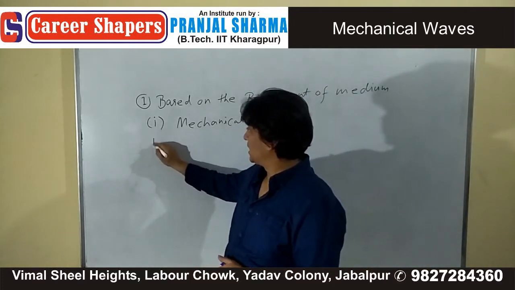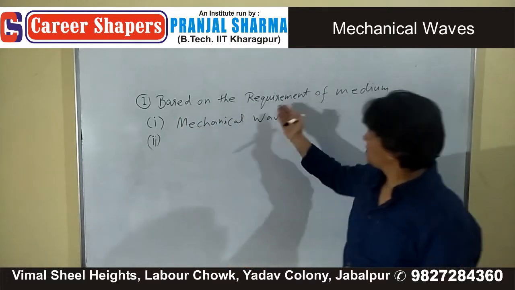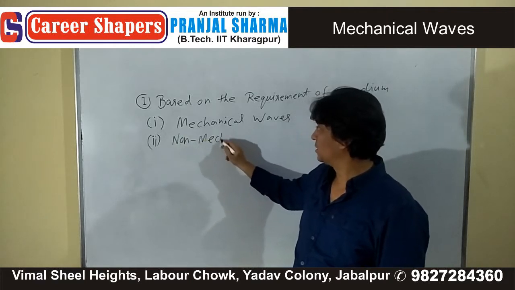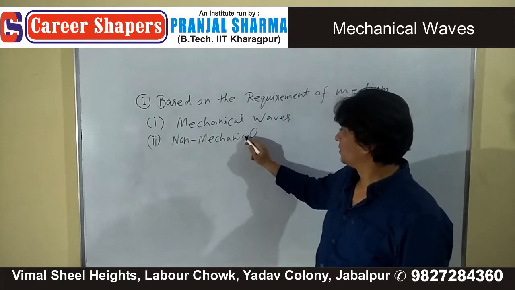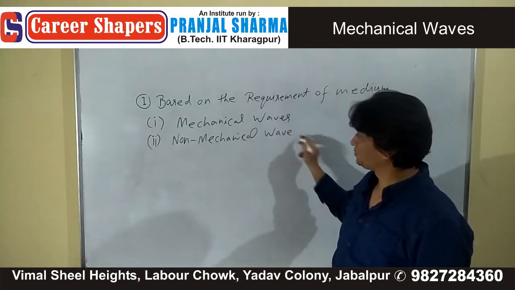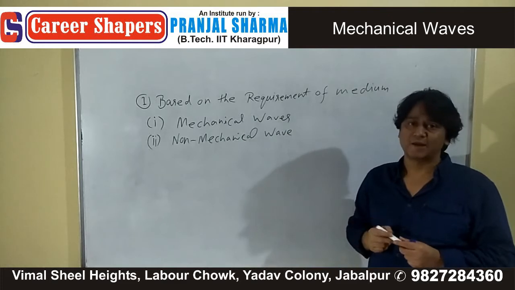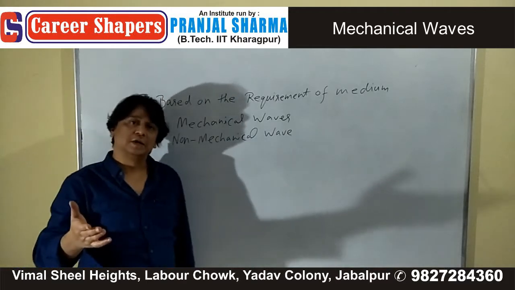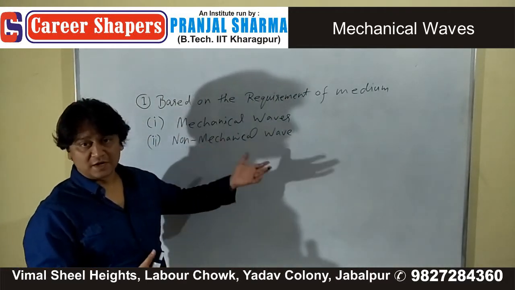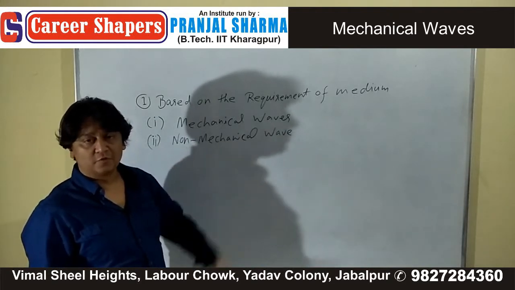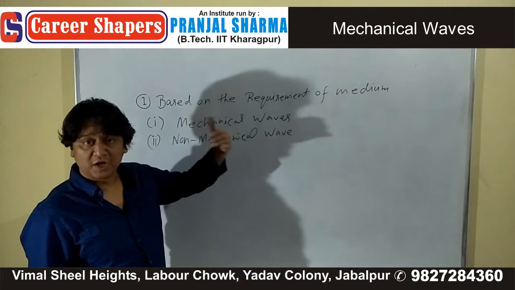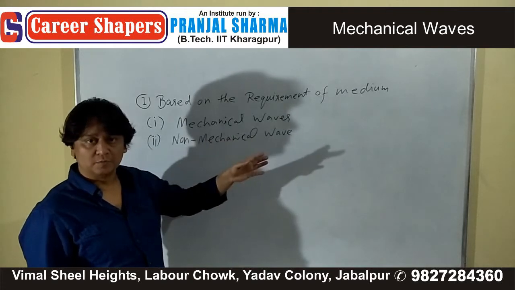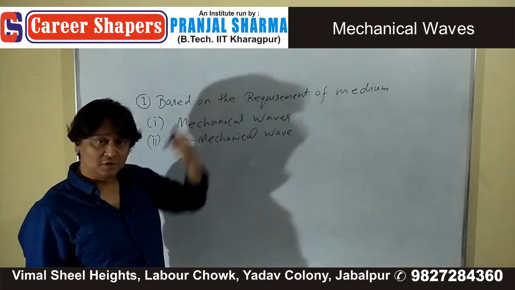Second type of the requirement part is non-mechanical wave. What is a non-mechanical wave? For a non-mechanical wave, you do not have to have any medium. You can transfer energy from one place to another without any medium present between 2 points. For example, when energy comes from sun to earth, there is no medium present in between. It's entirely vacuum, but still we get sunlight from sun to earth.